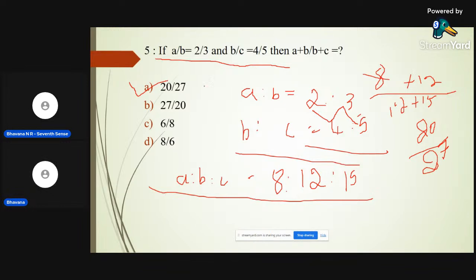Okay. So ABC value is okay, but we need to substitute the ABC value here and we will get the answer. Okay. So the answer is what? 20 by 27. Next.